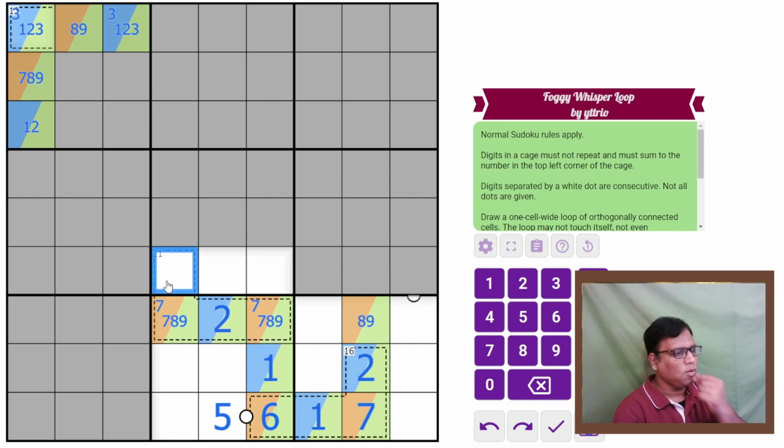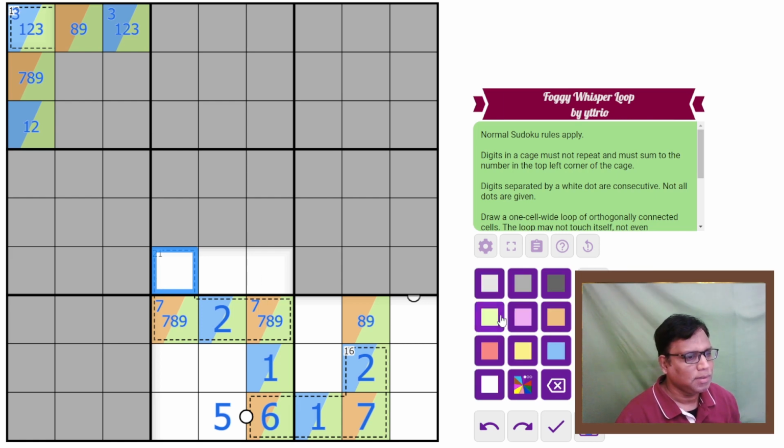So can I do some? Oh, but anyway, let's color this. So that's green and that's low. This is definitely going here. If it goes here, it has to again go here, and it cannot go here because it will touch. So definitely that's going here. That's low color.